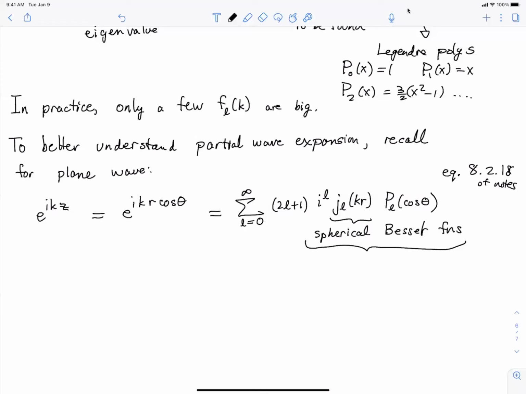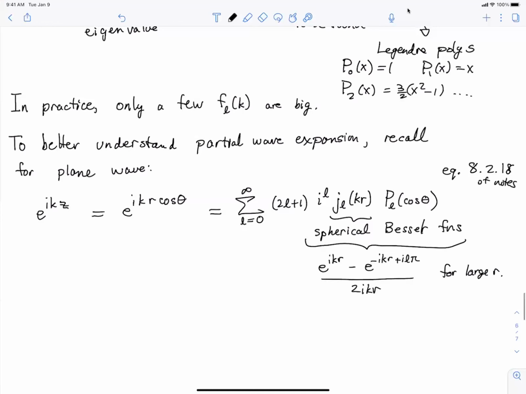Okay, and then somewhere else back in chapter 8, we figured out what these things did for large r, and it was e to the ikr minus e to the minus ikr plus il pi, divided by 2ikr. Okay, this is for large r. Unfortunately, it's more complicated for not so large r, but fortunately, we don't care about not so large r when we're doing scattering experiments. That's because our detector is supposed to be far away from the target.